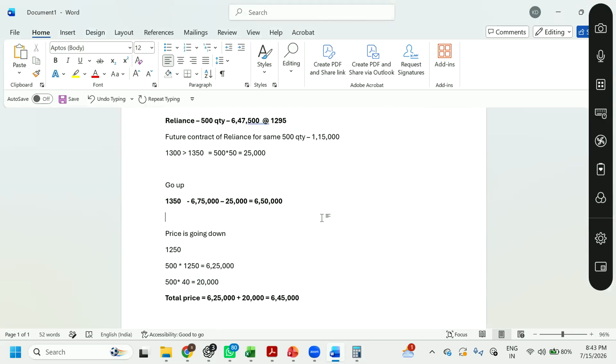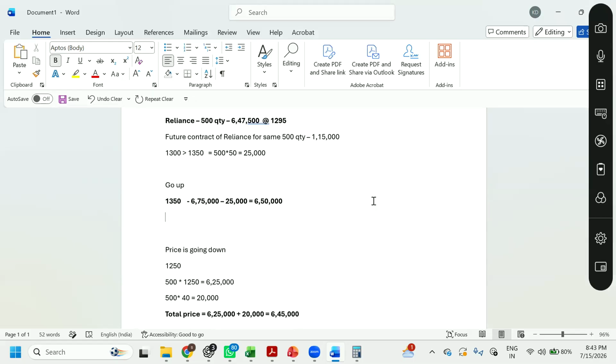Okay, so what exactly has happened in this scenario primarily? Here, in July, when we thought of purchasing 500 quantity at 1295, instead we bought in August, but we took futures. So that profit or loss has been covered up, and then we got it at the same price. If it is a loss, we got it at the same price. If it's profit, again, still we got it at the same price.